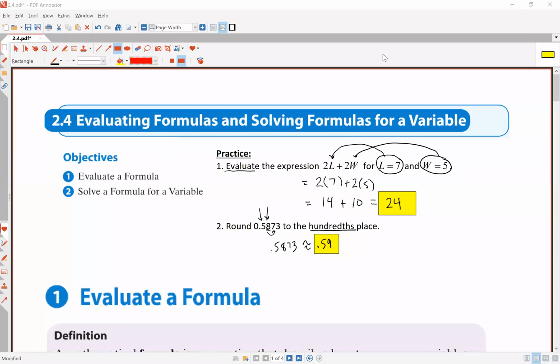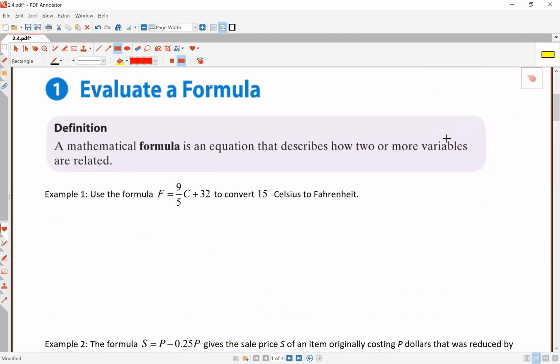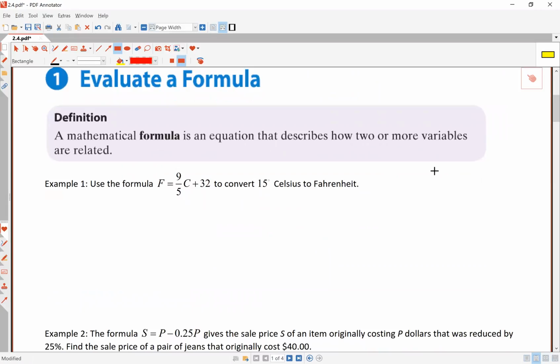This video covers 2.4, evaluating formulas and solving formulas for a variable. Objective 1, evaluating a formula. A mathematical formula is an equation that describes how two or more variables are related.